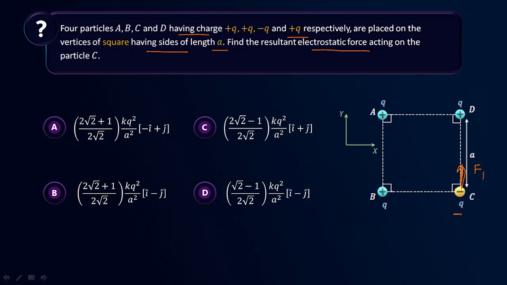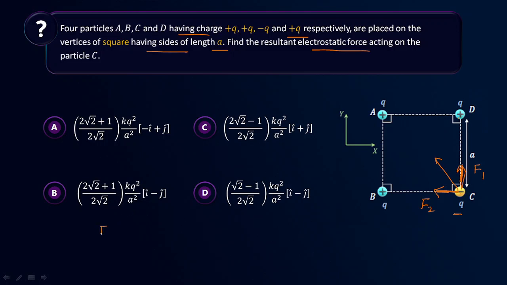Let us say F1. Now due to B charge again, force will be in this direction. Let us say F2. Now if you consider B and D charges, their magnitude is same and separation from C is same also, right? So can I say F1 and F2 will be same? Now due to A charge, it will be in this direction, right? So we can break the charges' force along x-axis and y-axis.